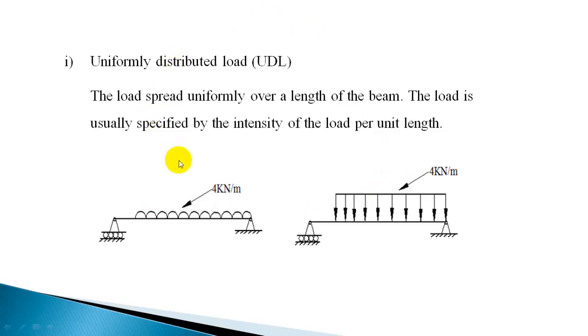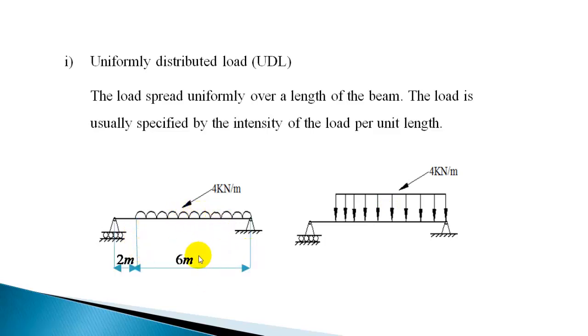So the intensity of load generally will be given in kilonewton per meter. This UDL may be represented like this, or it may be represented like this. Both are the same type of load. This is also representing UDL, and you can also represent it like this.